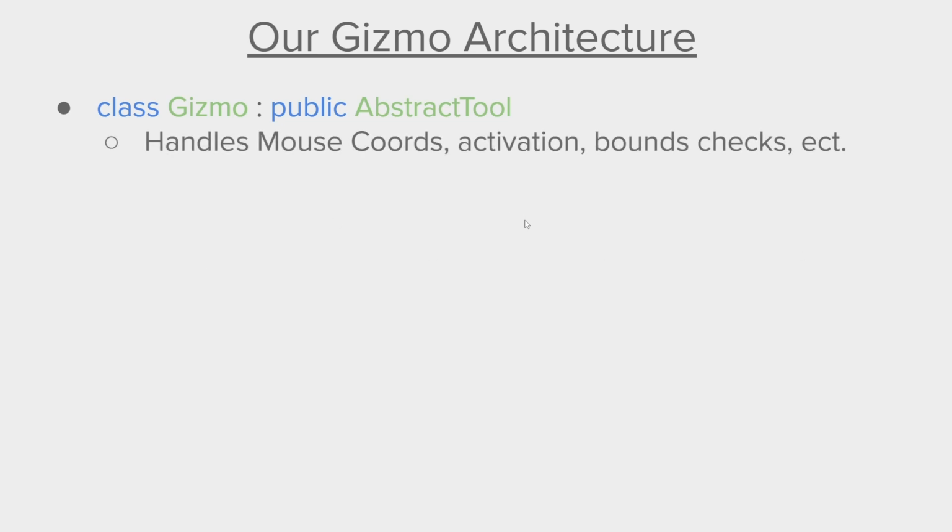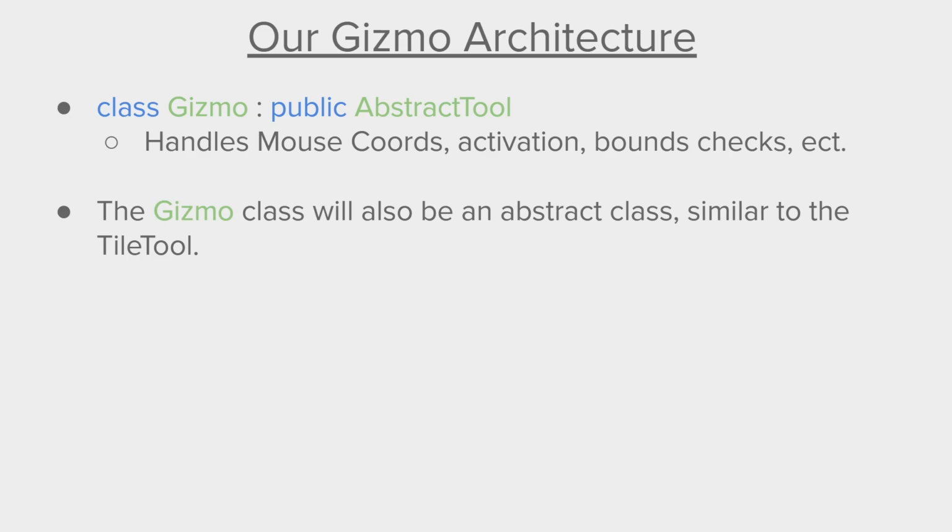All right, lastly, let's take a look at the gizmo's architecture. The gizmo class will inherit from the abstract tool that we created previously. A gizmo is just another tool that we'll need to use, and it will need to have the same functionalities, such as the mouse coordinates, tool activation, bounds checks, etc. These are already handled inside of the abstract tool, so we can just reuse and repurpose this.